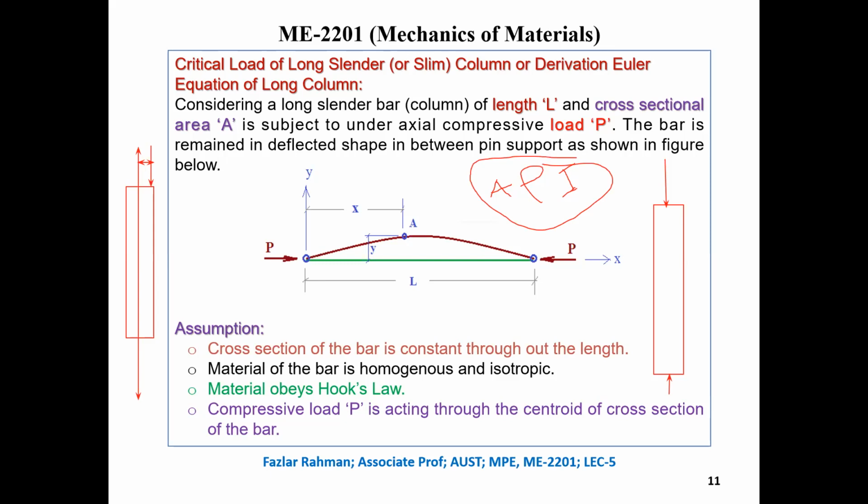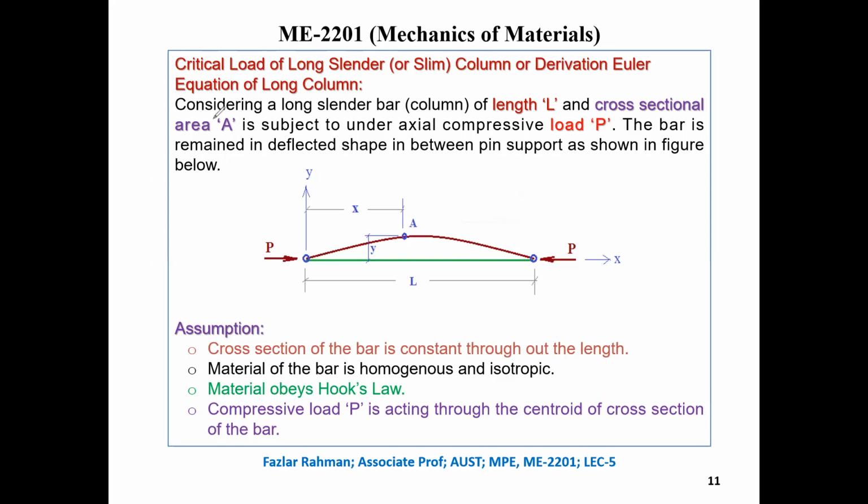So we'll derive those formulas one by one, but right now we are deriving the formula that will be used for long columns. So consider that this formula is known as the critical load of a long slender column. Slender means slim. This is the derivation of the Euler equation of a long column. That means this equation we can use only for long columns.